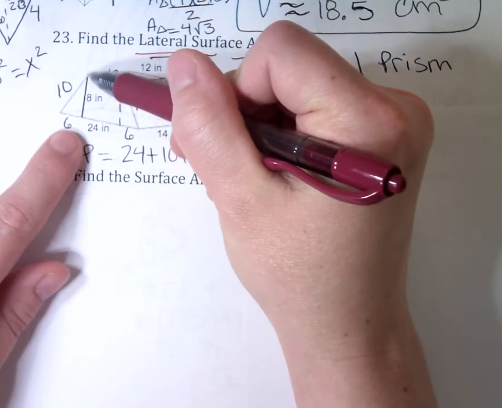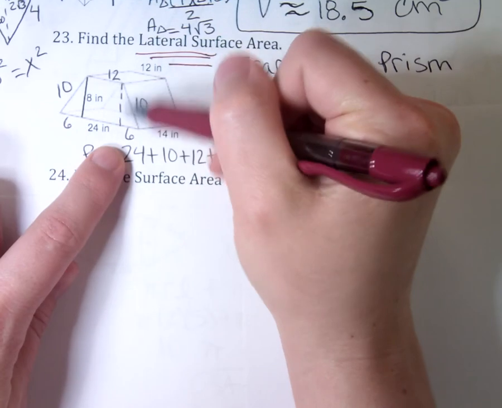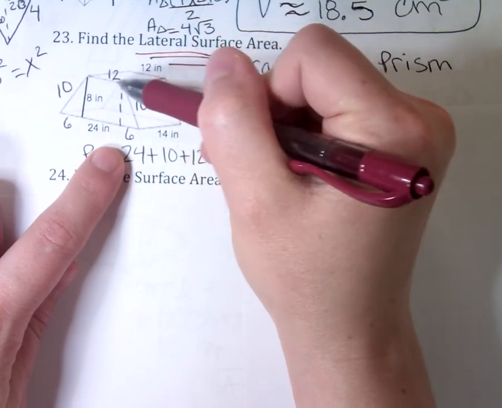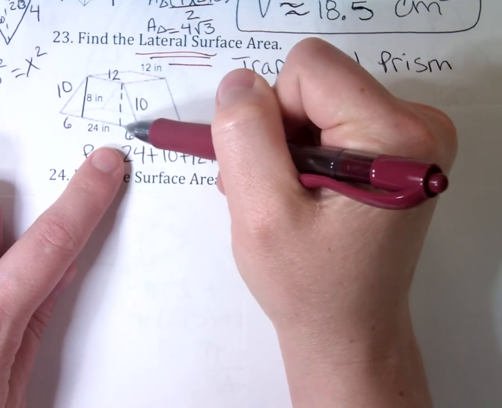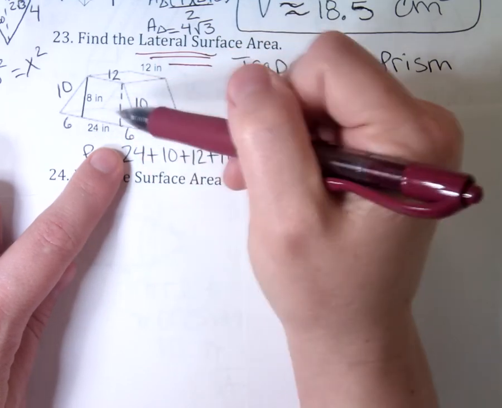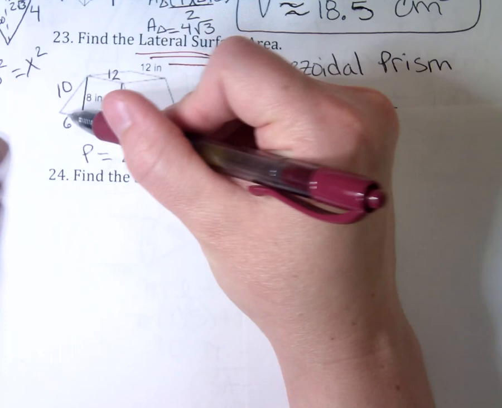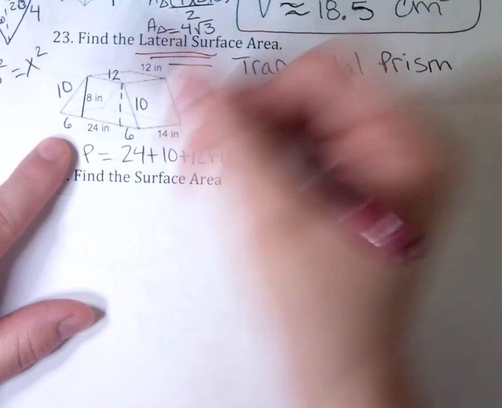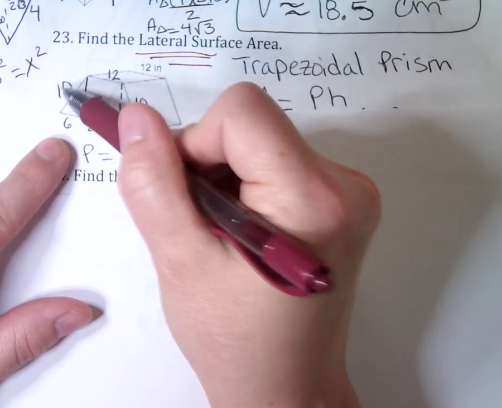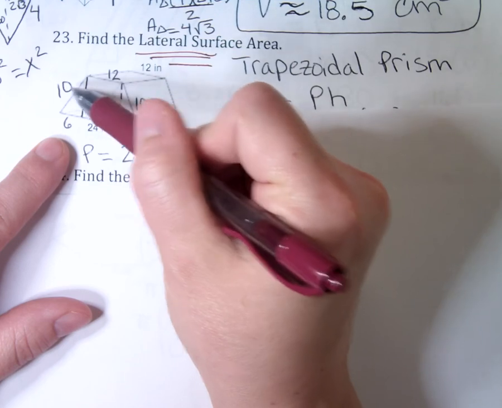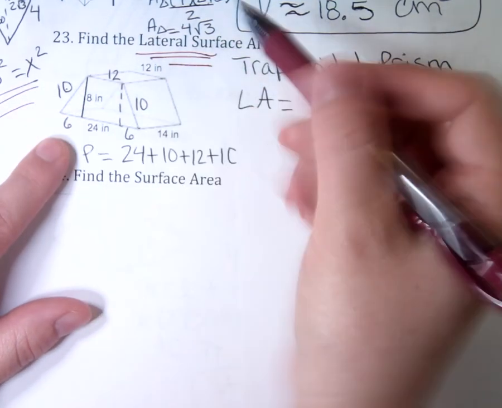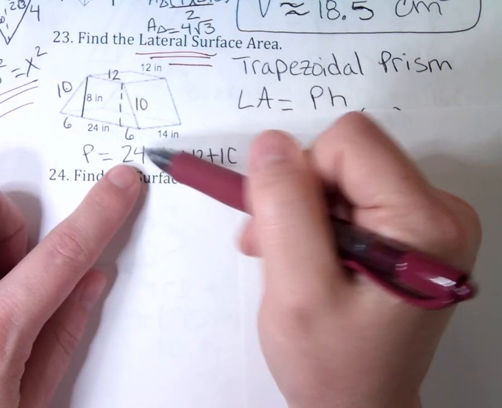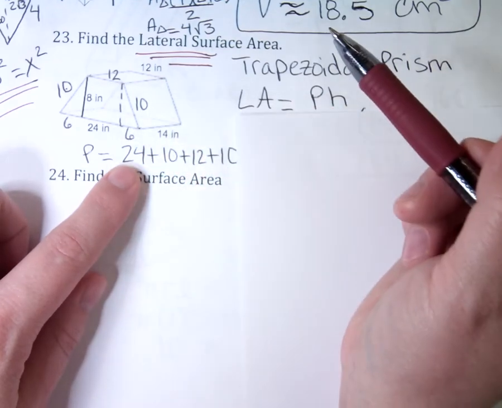So I drew in this height and this height, and I know if it's 12 from here to here and the whole thing across the bottom is 24, that this piece and this piece have to add to be the remaining 12. So each of those pieces are 6. And then to figure out this side, I do the Pythagorean theorem. 6 squared plus 8 squared is x squared. And this is a 6, 8, 10 triangle. So this one over here is another 6, 8, 10 triangle.